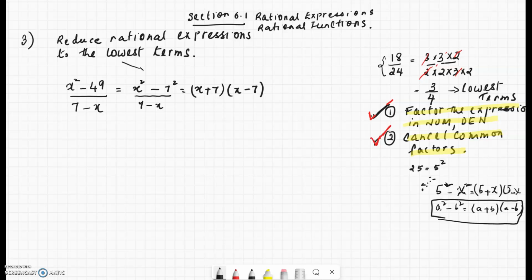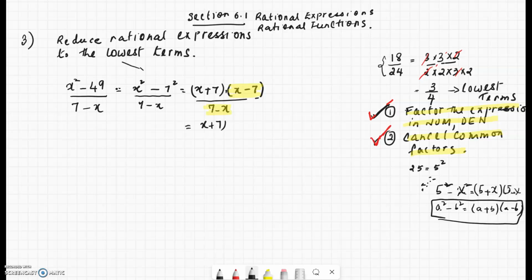So it's x plus 7 times x minus 7 divided by 7 minus x. We're almost there because we have to now cancel common factors. Now I want you to notice, remember we did this repeatedly. There's an x minus 7, but this is a 7 minus x. Remember that one is the negative of the other. And what does that mean?